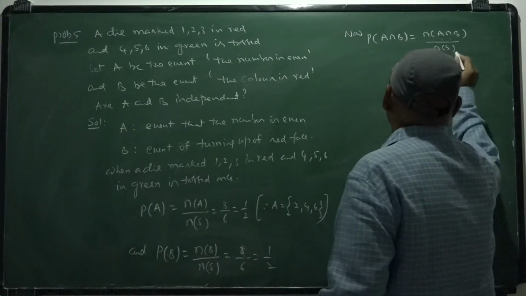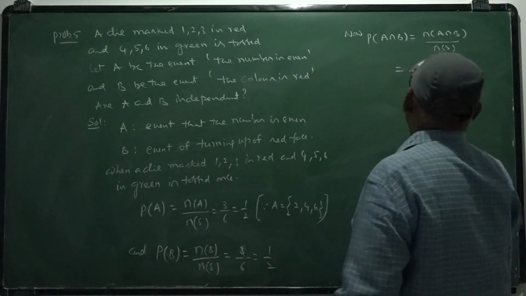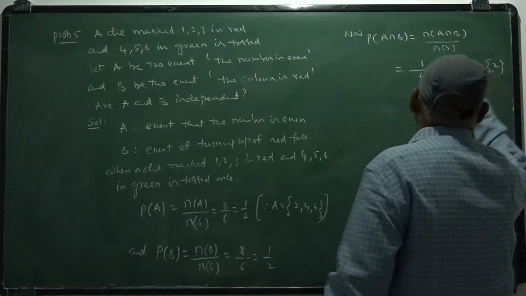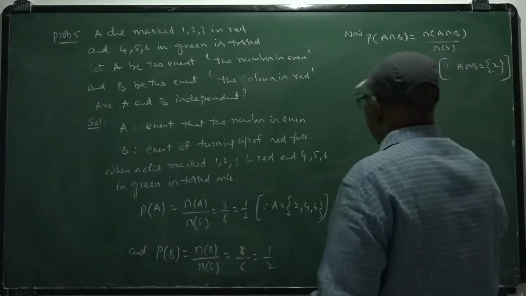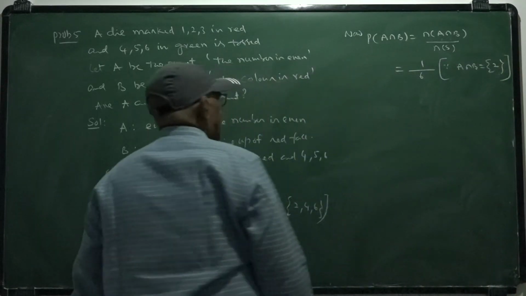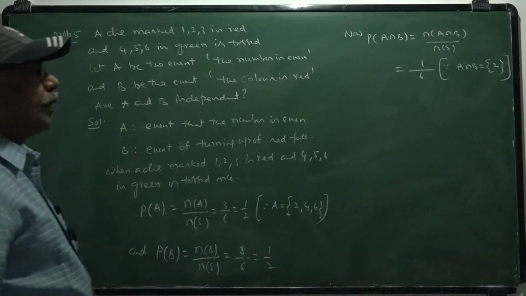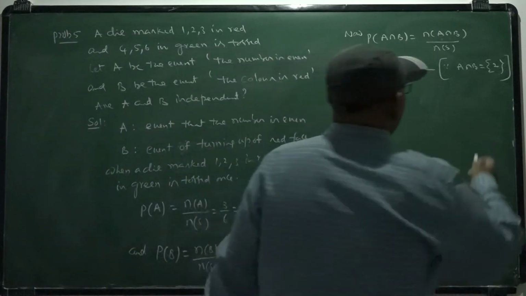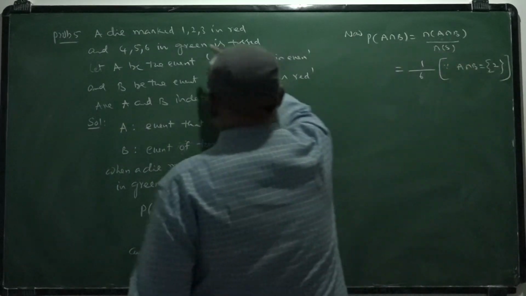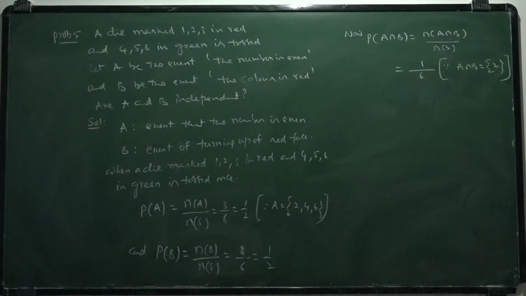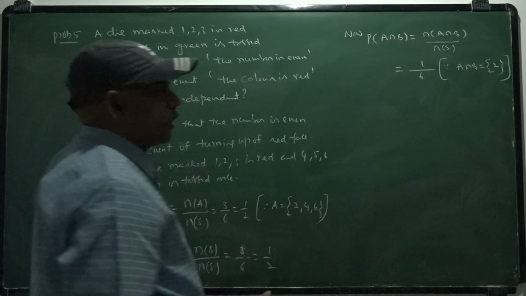Since A intersection B contains only 2, the face having red color and which has an even number on that face, that is possible only with 2. That is A intersection B. So n of A intersection B is 1. Total number of possible outcomes are 6. So 1 by 6.